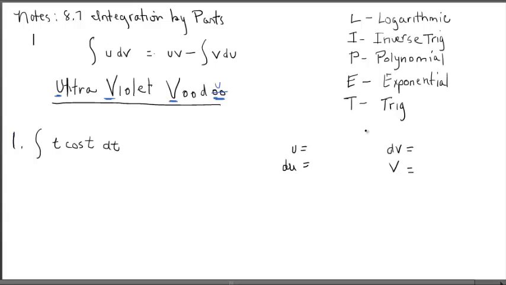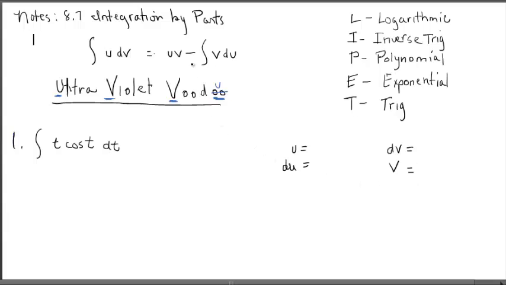Okay, so dv at minimum has to contain dt. All right, and then from there, do you choose cosine to go along with dt, or do you choose t to go along with dt? Whatever I choose over here, I have to be able to easily integrate to get v.